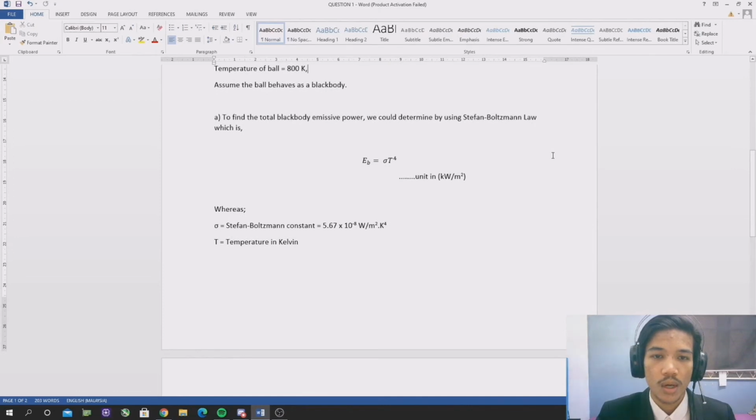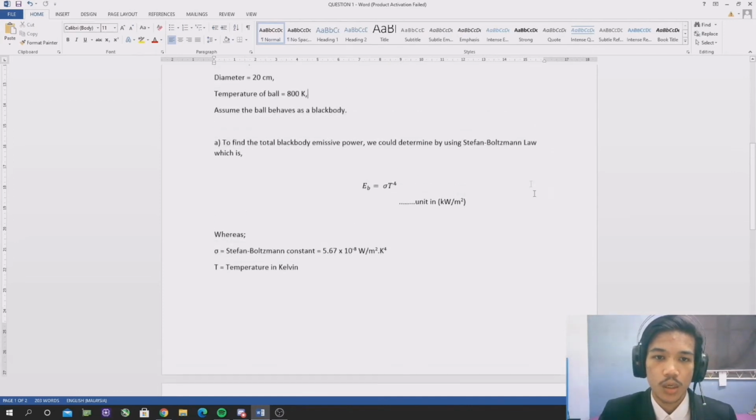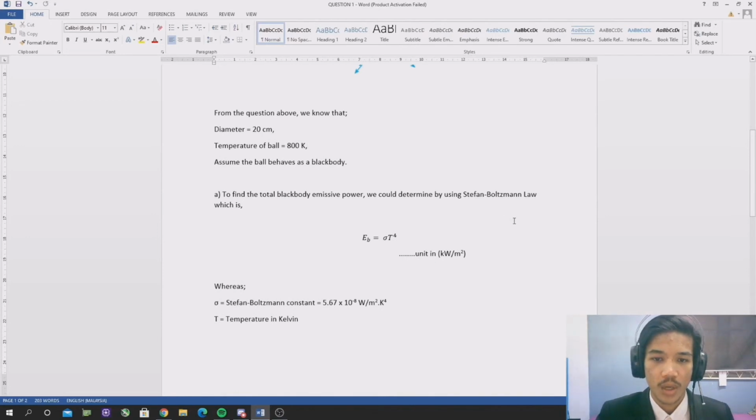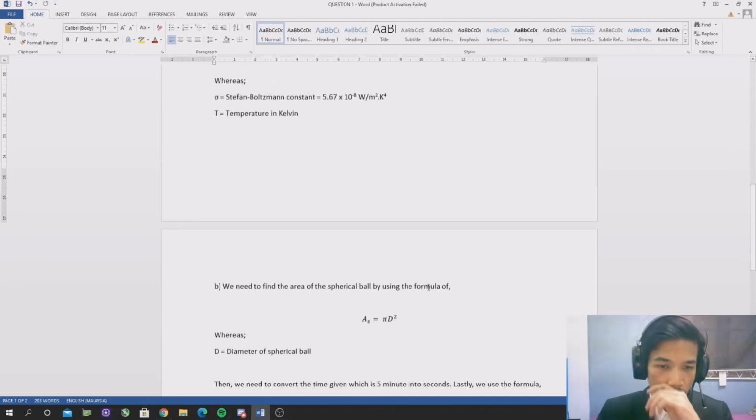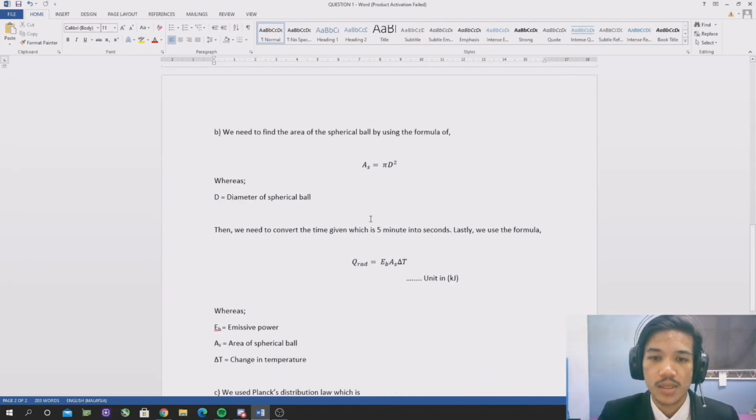So to find the first question, which is the black body emissive power, we could use the Stefan-Boltzmann law, which is EB equal to sigma T to the power of 4, and the unit will be in kilowatt per meter squared, whereas sigma is the Stefan-Boltzmann constant, which is 5.67 times 10 to the power of -8, and T is the temperature, which is in Kelvin. So if the temperature is given in degrees Celsius, we need to convert it from degrees Celsius to Kelvin.